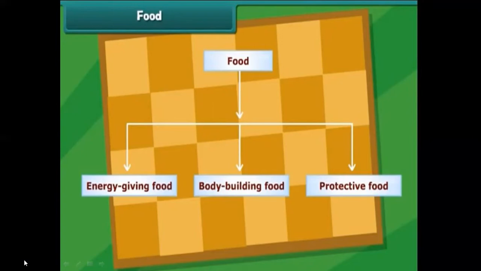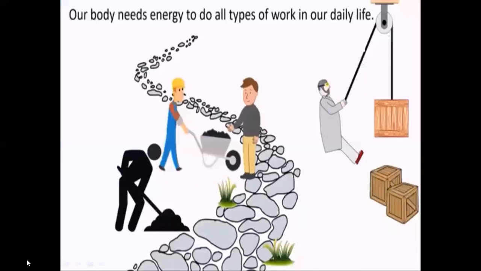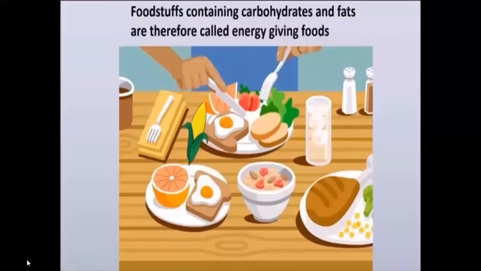Now we will start with energy giving food. Energy giving food is again divided into two parts: carbohydrates and fats. Our body needs energy to do all types of work in our daily life. Carbohydrates and fats are the nutrients that provide energy to our body and thereby help it to perform various functions. Foodstuff containing carbohydrates and fats are therefore called energy giving food.